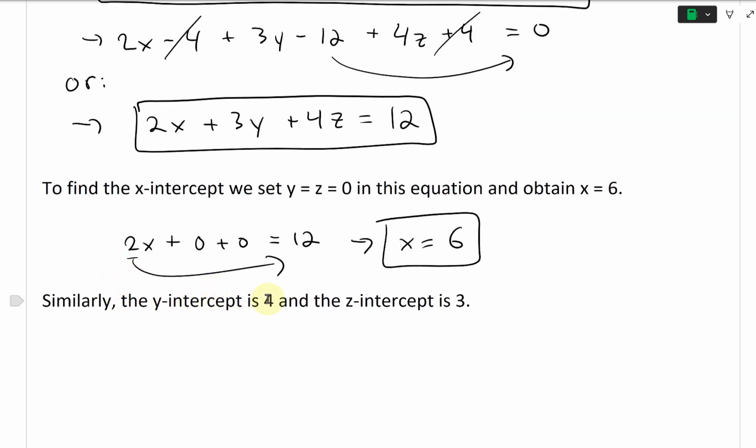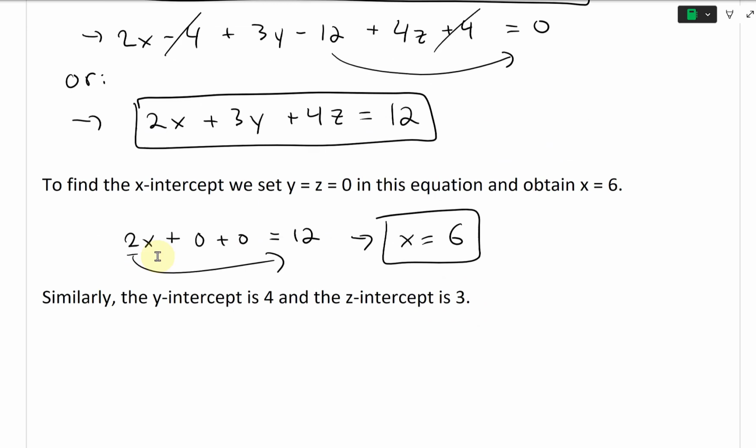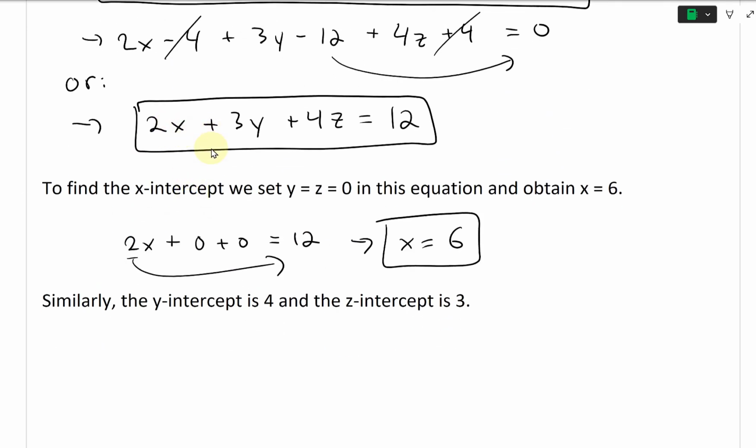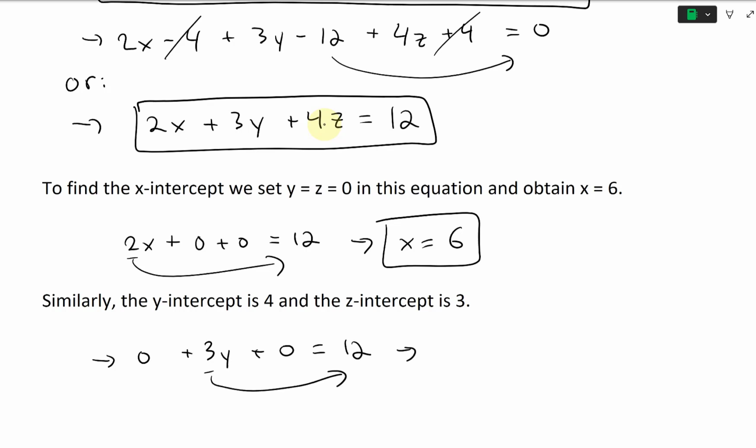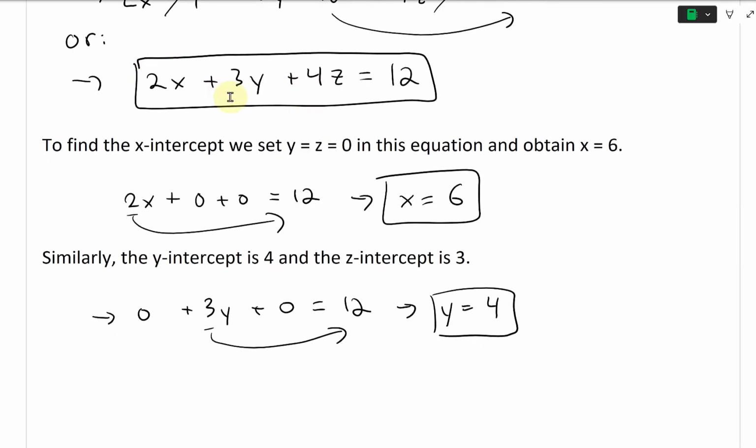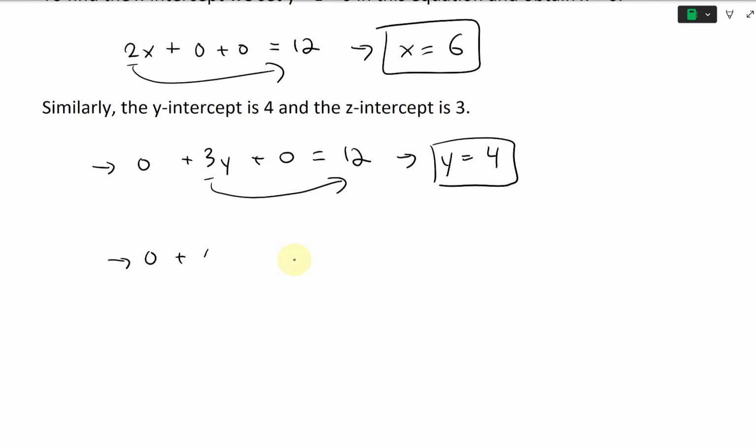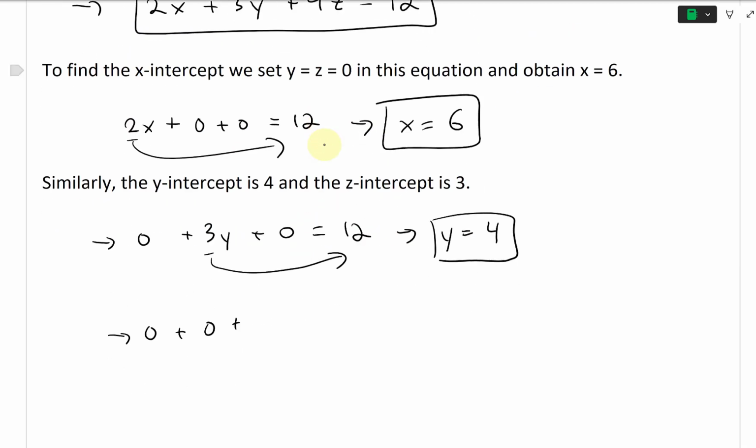And then similarly, the y-intercept is 4 and the z-intercept is 3, and we can check this. We could double check this again using the same approach. To get the y-intercept, we make everything else 0. So we get 0 plus 3y plus 0 equals 12, and again, divide by 3. This is going to be y equals 4. And then similarly for z, we make everything else 0. So we get 0 plus 0 plus 4z equals 12, and then divide by 4. 12 divided by 4 is 3. So z equals 3.